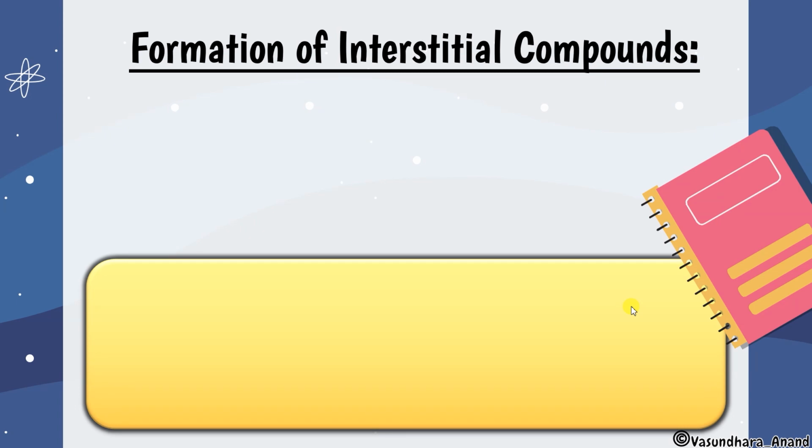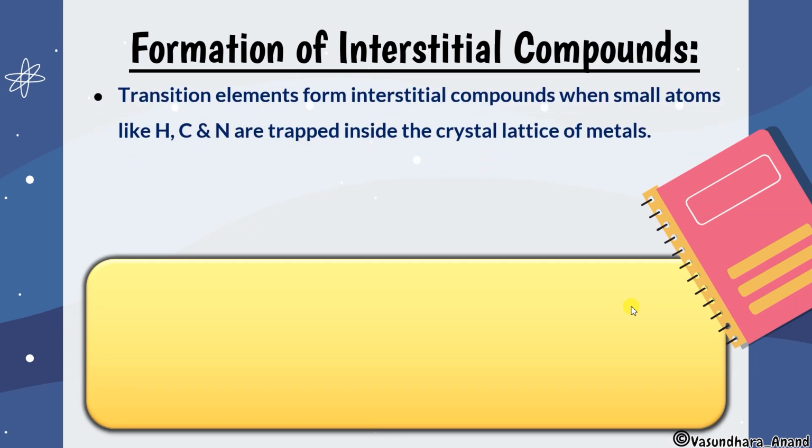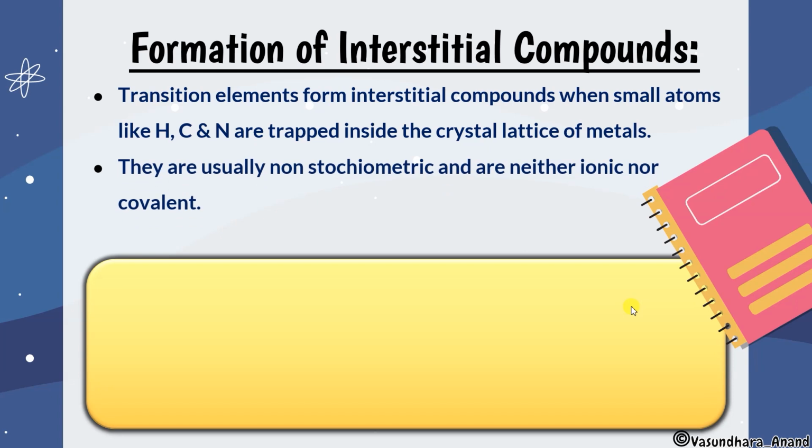Now next, formation of interstitial compounds. Transition elements form interstitial compounds when small atoms like carbon, hydrogen, nitrogen are trapped inside the crystal lattice of metals. We have done a small trace of this in solid state also, and I have told you how it works. These small atoms get trapped in the interstitial sites, and that's why they form interstitial compounds. They are usually non-stoichiometric and are neither ionic nor covalent. Non-stoichiometric you have seen in chapter 1.